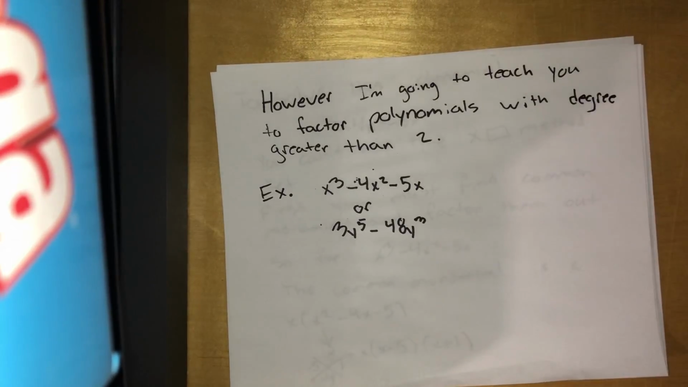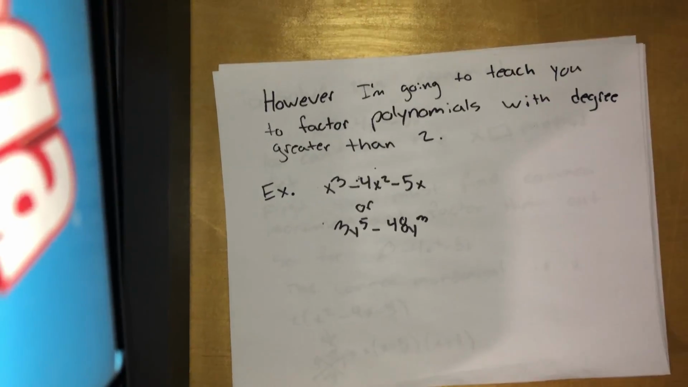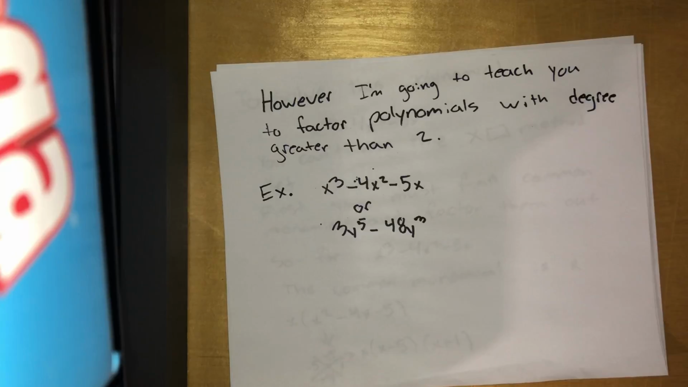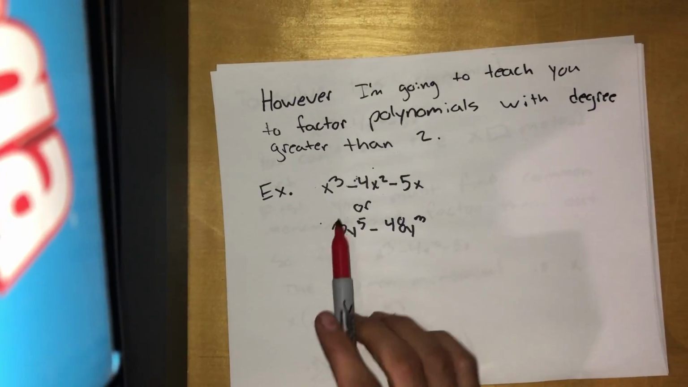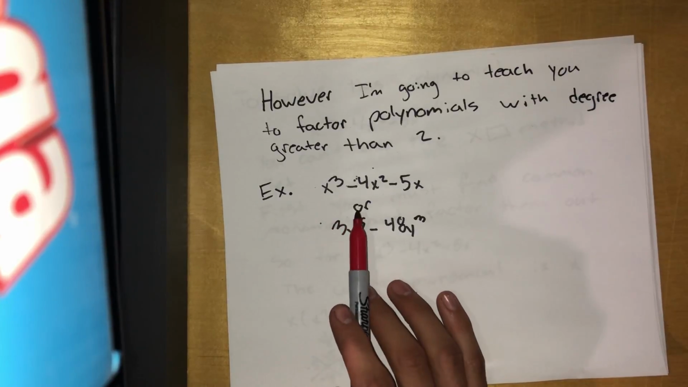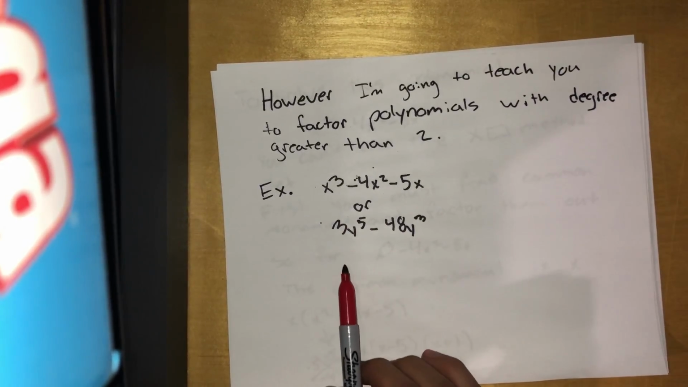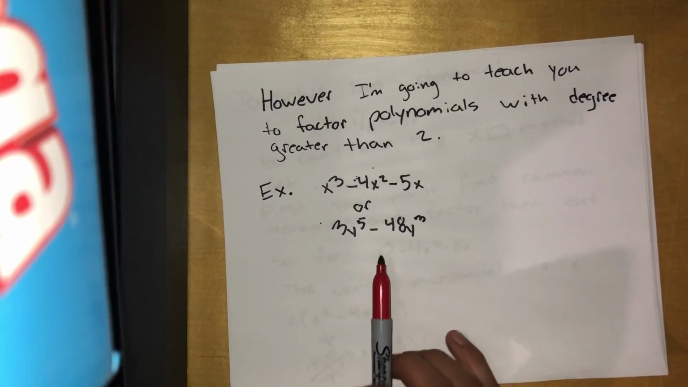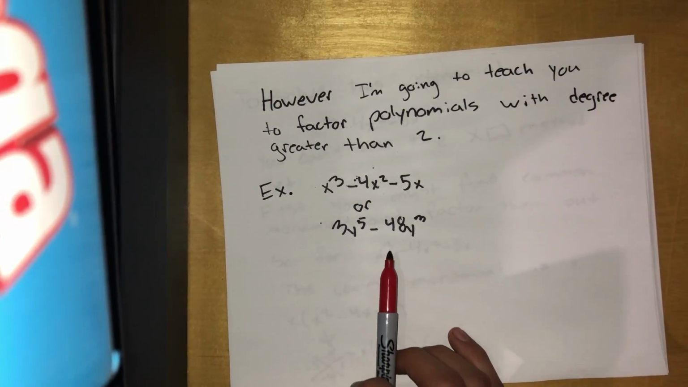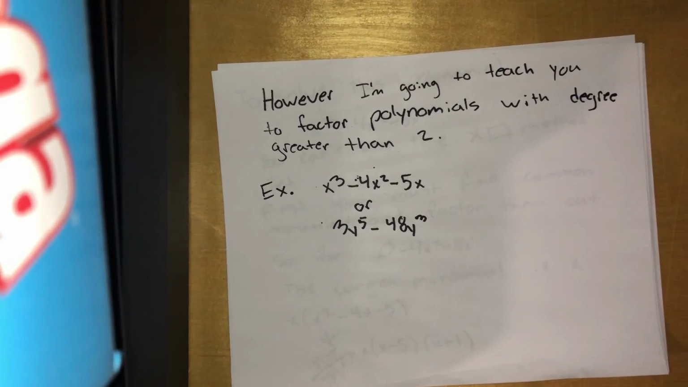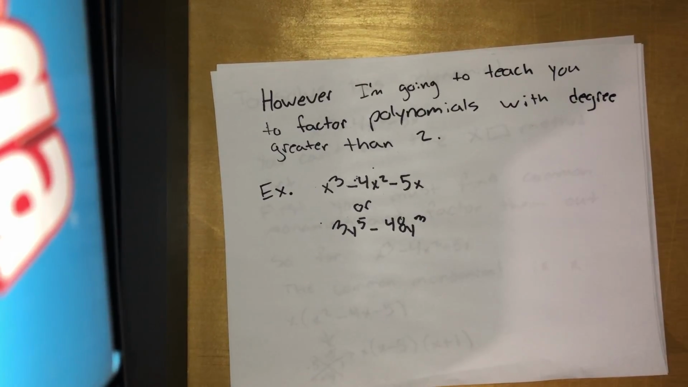But I'm going to be teaching you to factor polynomials with degree greater than 2. For example, just some types of polynomials, x cubed minus 4x squared minus 5x, or 3y to the fifth power minus 48y cubed. Both of which you cannot use the regular Xbox method which we've been taught.